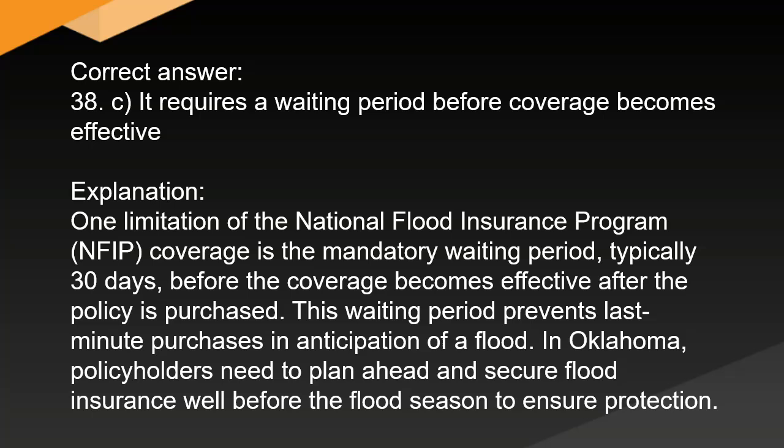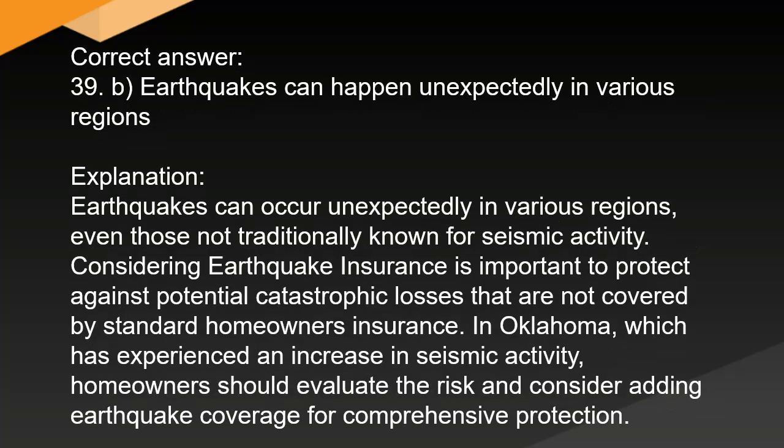Correct answer. C. It requires a waiting period before coverage becomes effective. Explanation. One limitation of the National Flood Insurance Program, NFIP, coverage is the mandatory waiting period, typically 30 days, before the coverage becomes effective after the policy is purchased. This waiting period prevents last-minute purchases in anticipation of a flood. In Oklahoma, policyholders need to plan ahead and secure flood insurance well before the flood season to ensure protection.